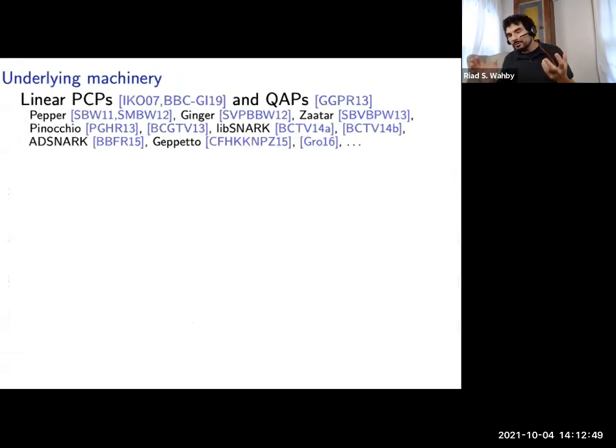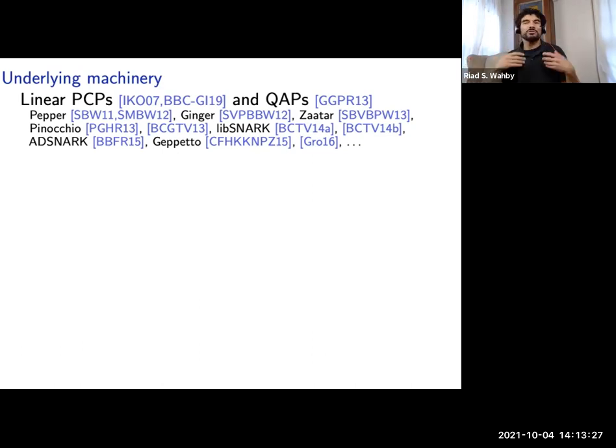Okay, so the way I want to think about this first is, what is the underlying complexity theoretic machinery or cryptographic machinery that these proof systems use? And when we build on different machinery, we get different characteristics. So the first really practical proof systems were built on the linear PCPs, linear probabilistically checkable proofs of Ishai, Kushilevitz, and Ostrovsky from IKO07. And essentially all of the systems of this type nowadays build on the quadratic arithmetic programs from GGPR13 and the Pinocchio protocol, which was Parno, Gentry, Howell, and Raykova, also in 2013.